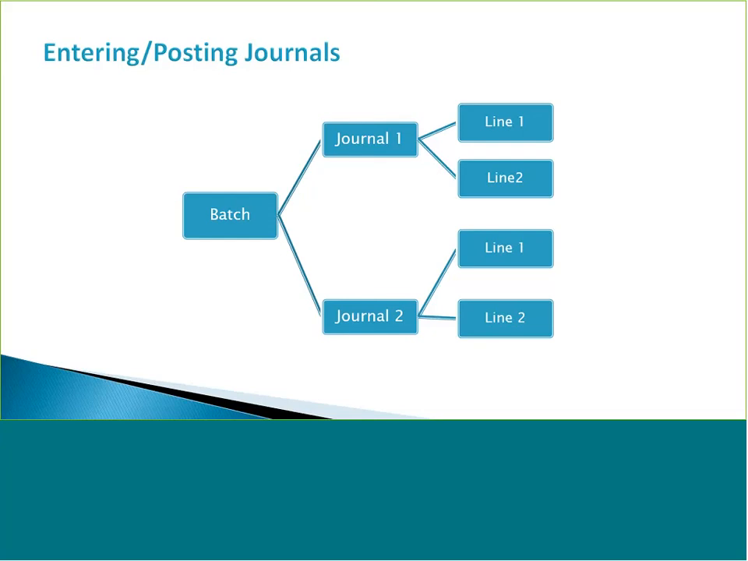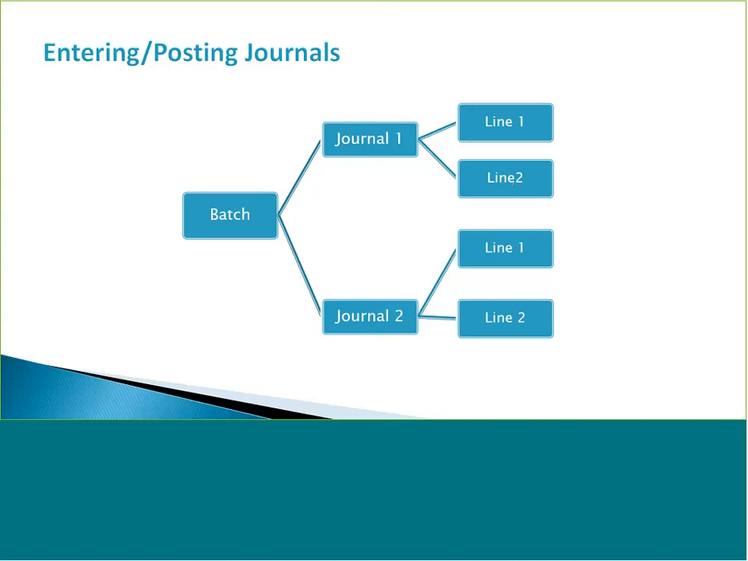Okay, so a batch will contain 1 or more journals. Even when you enter a journal that's not in a batch, Oracle usually just creates a batch that contains 1 journal, and it automatically gives it a name. All right, and then we know that a journal has 2 or more lines, and the journal has to balance. This is a credit and debit balance. So credits are supposed to be equal to debits in the lines.